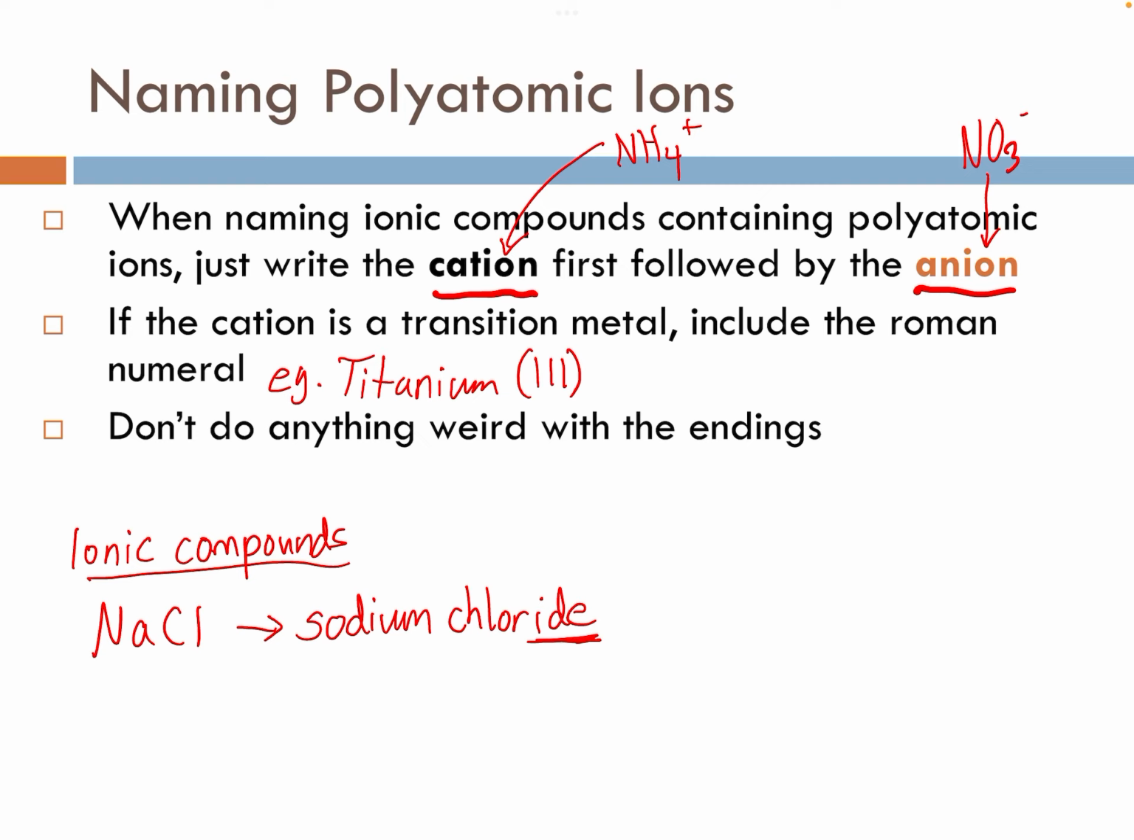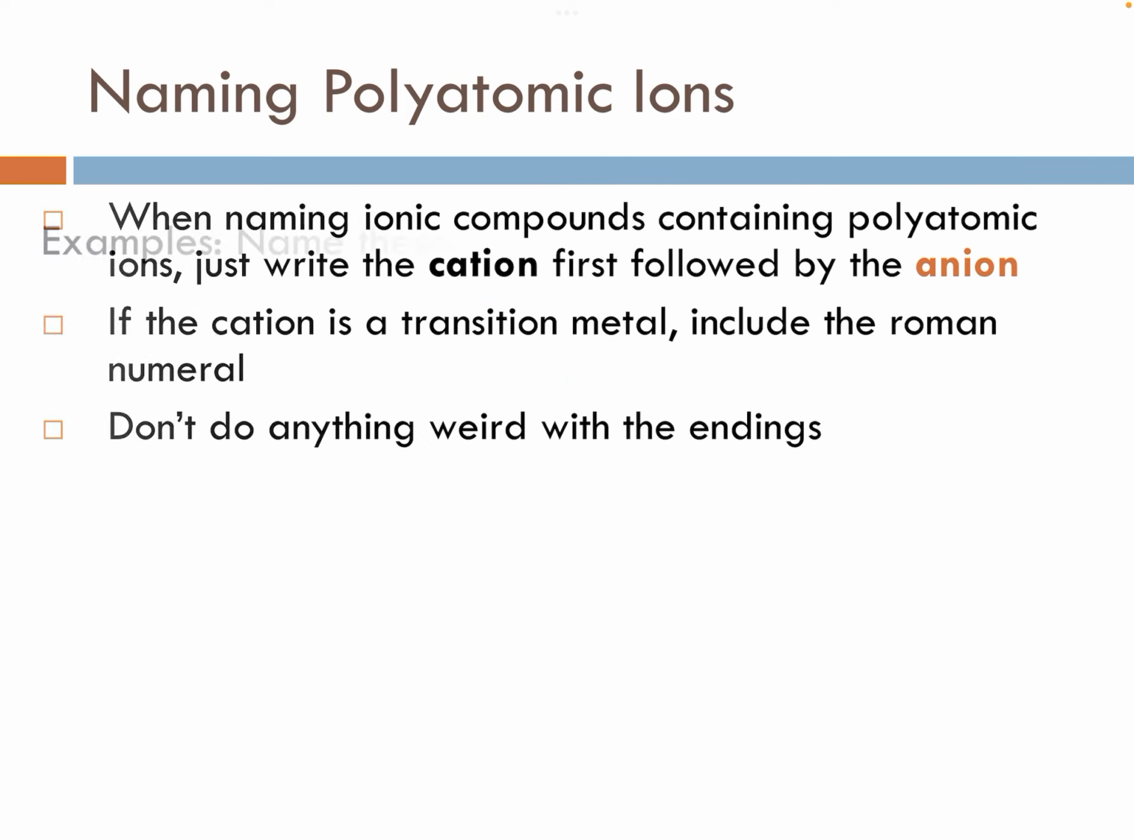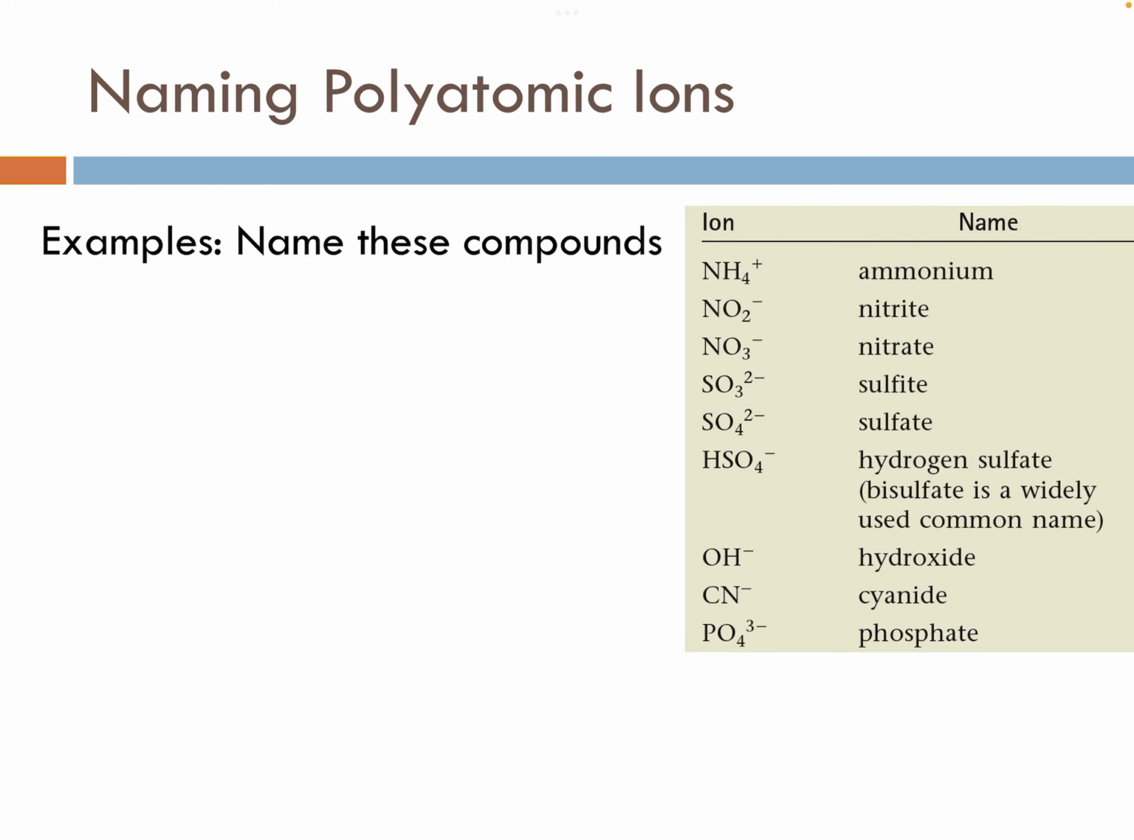With polyatomic ions, you don't have to do that. You actually just write the ending as it normally is. The endings are already weird, right? Like sulfate, sulfite. So just keep them as they are. Don't make them any weirder. All right, let's try a few examples.